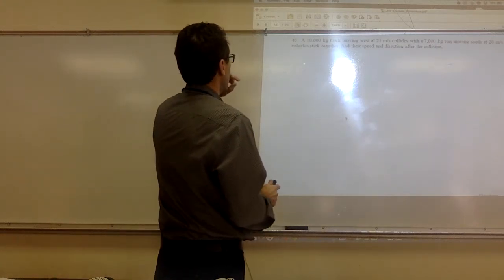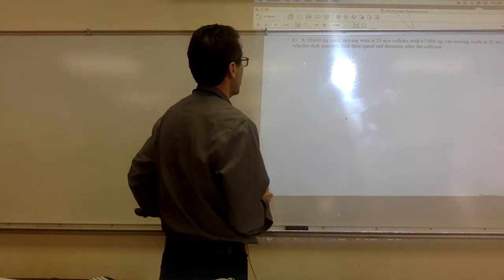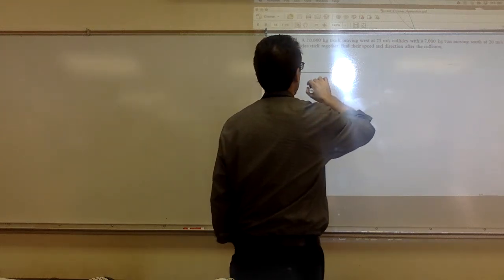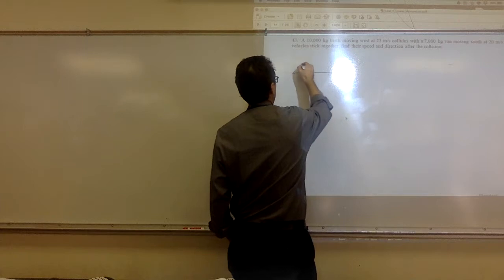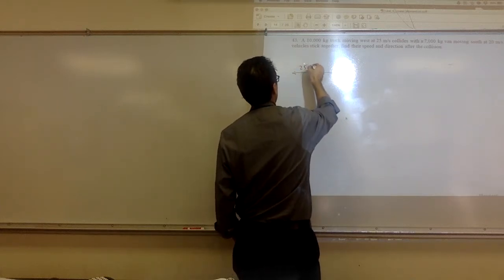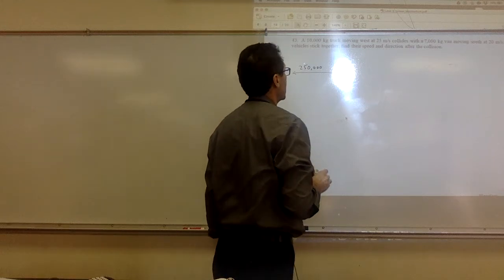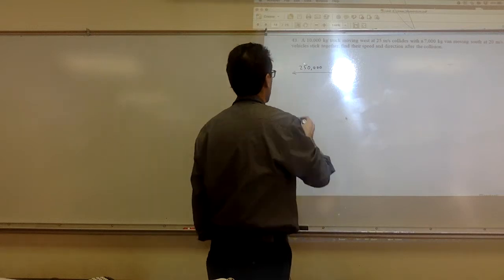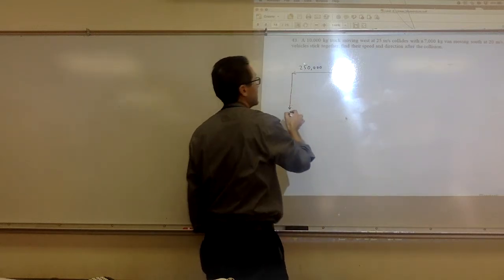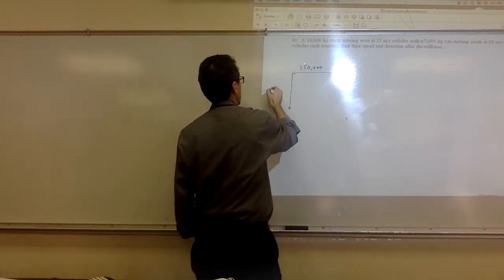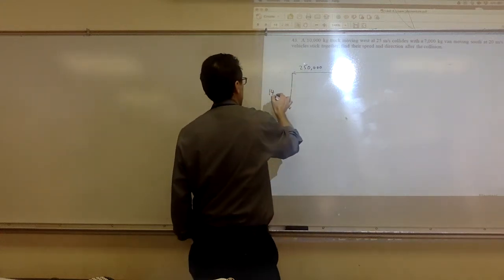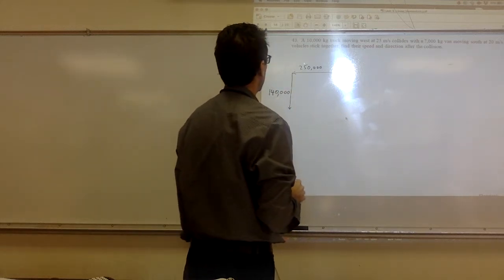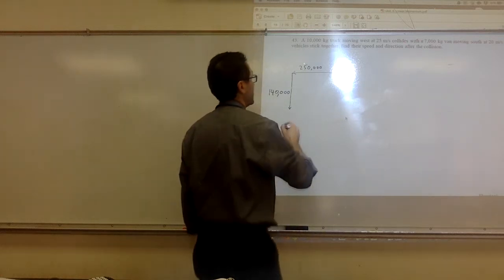Number 43. Okay, a 10,000 kilogram truck moving west at 25 meters per second. So the momentum of that is 25 and 4 zeros. It collides with a 7,000 kilogram van moving south, so head to tail again. So that's going to be 14 and 4 zeros. Okay, that's the momentum of the van. If the two vehicles stick together, find their speed and direction after the collision.